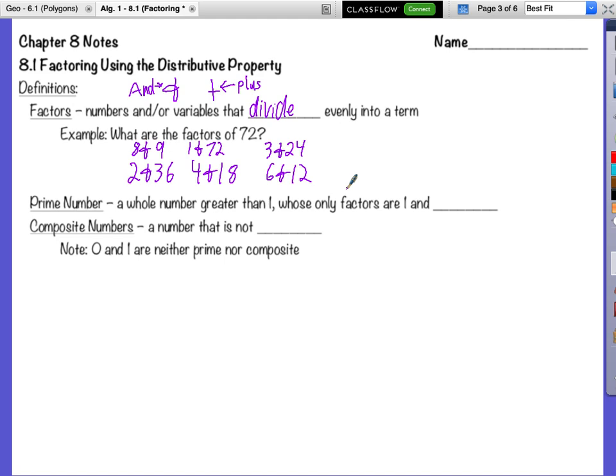Now we have prime numbers. A prime number is any whole number that's greater than 1, whose only factors are 1 and itself. Not 0, itself. 1 and itself.